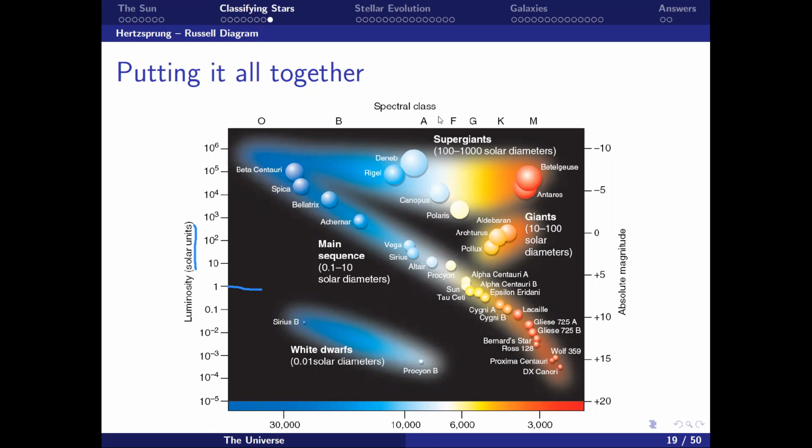If I draw a line straight across from 1, right, it goes right through the sun. That's our sun.